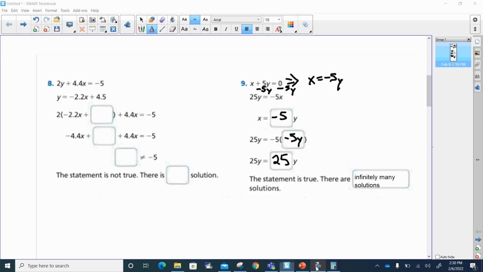Next, I'm going to take the other equation, and I'm going to substitute x with negative 5y. So you can see over here where there was an x. Now we have 25y equal to negative 5 times negative 5y. Negative 5 times negative 5y equals a positive 25y. Now we have 25y equals 25y, and that's always going to be true. So there are infinitely many solutions to this problem.